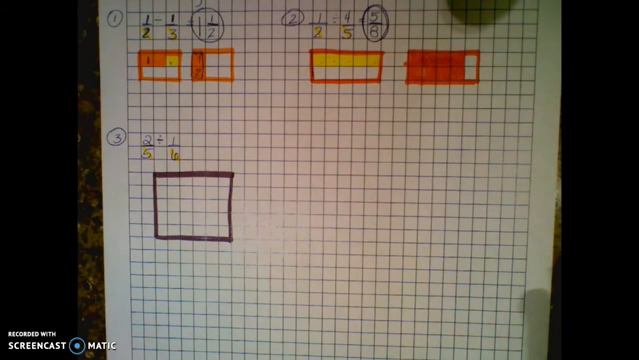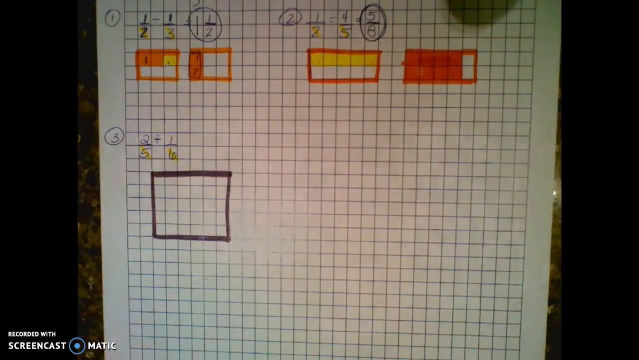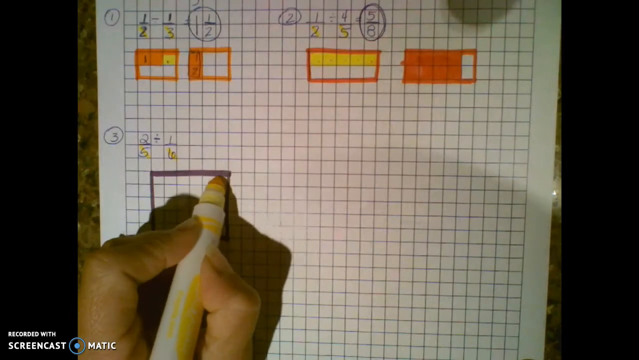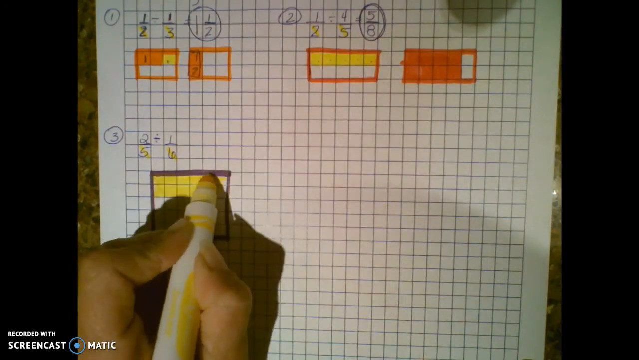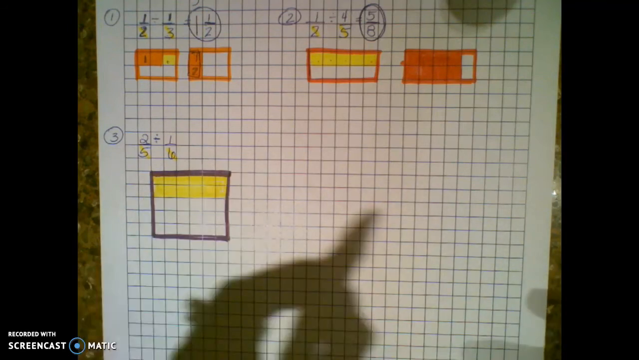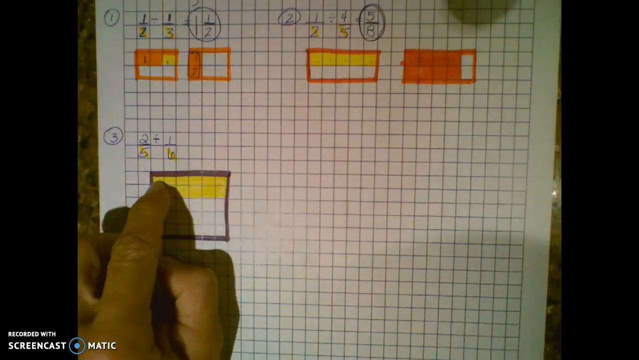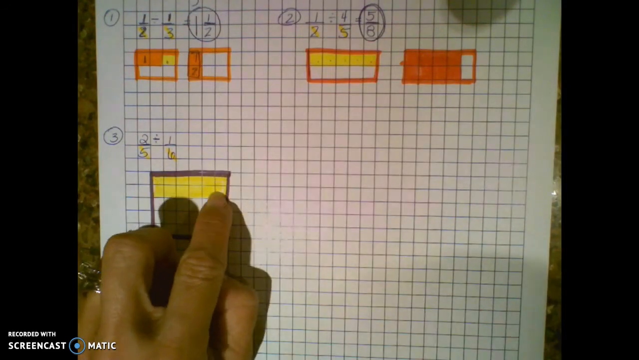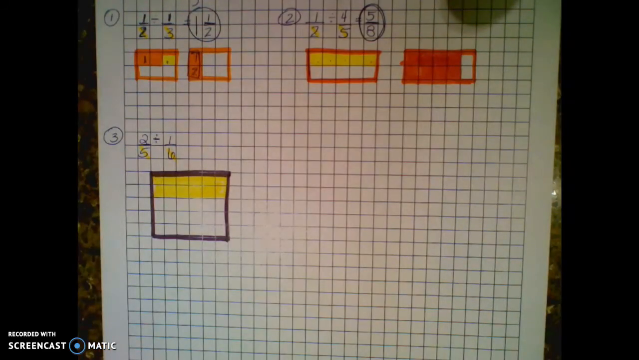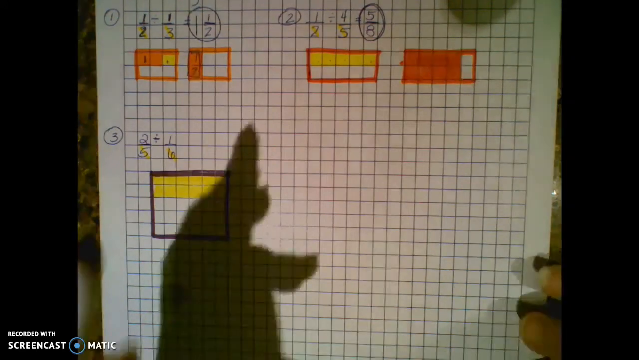And of those 5 rows, I'm only looking at these 2. So how many pieces does it take? Am I going to need to make 1, 2, 3, 4, 5, 6, 7, 8, 9, 10, 11, 12? I'm going to need a total of 12 pieces to make one whole.